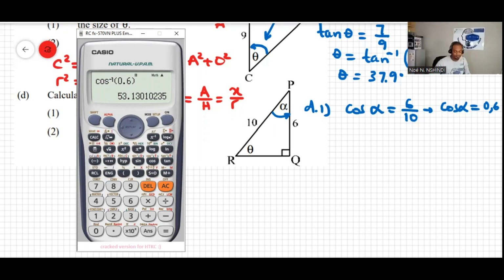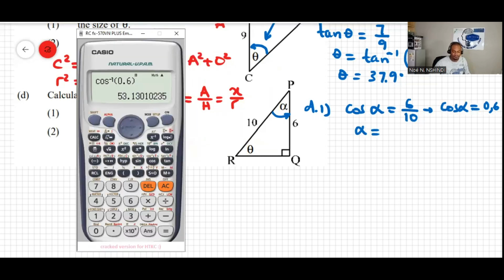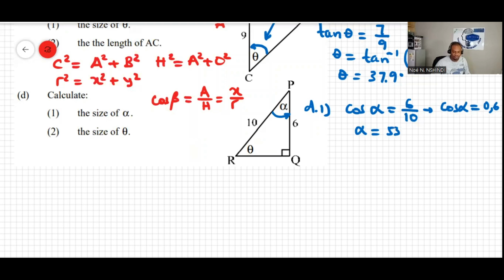Now we can say therefore alpha will be equal to 53 degrees. It was 53.1 degrees. We can also do D2. Let's look at D2, the angle of size theta.